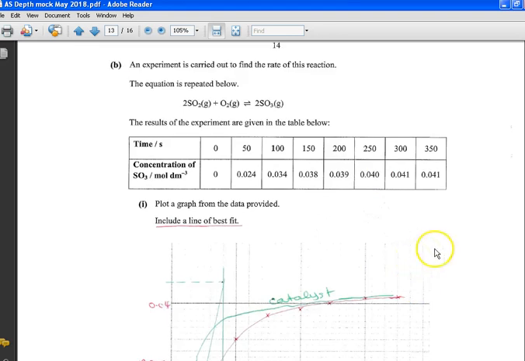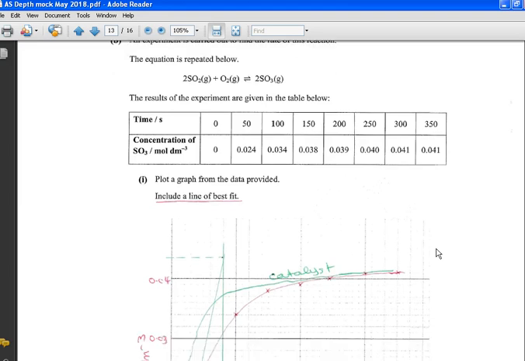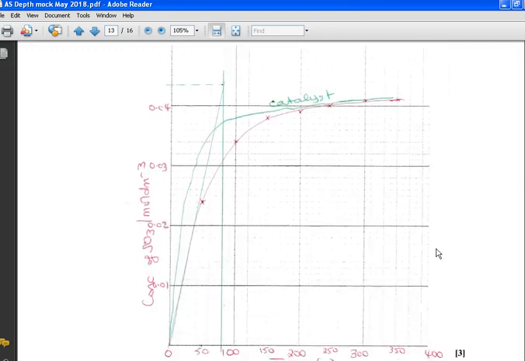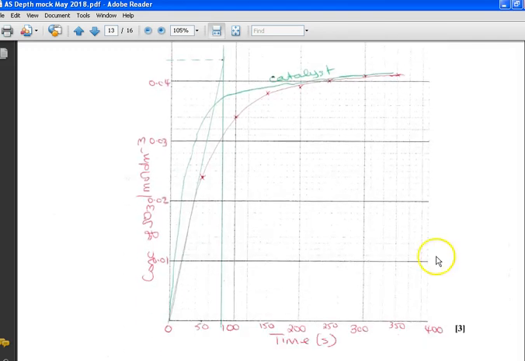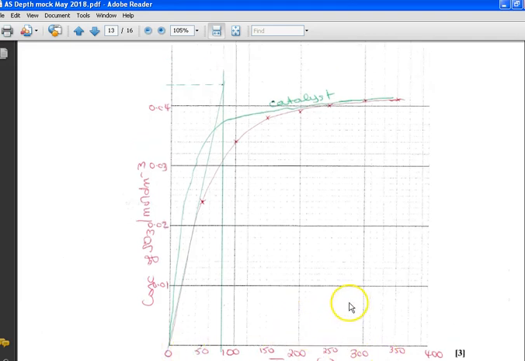Okay, rate of reaction question. You're given again an equilibrium. You're given some concentrations over time, and asked to plot a graph from the data. So you've got the graph the wrong way round. Time pretty much always goes on the x-axis and your concentration on the y-axis. You need to use the whole of the graph paper. You make your graph as big as you can.